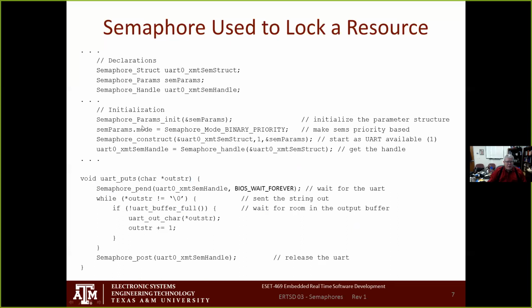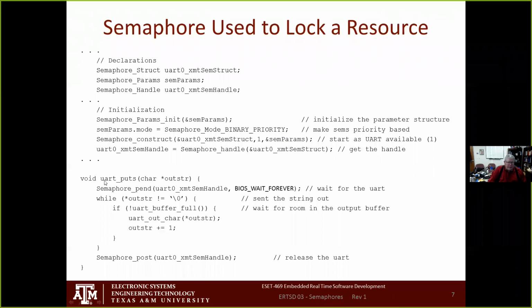During the initialization, we do the init, much like we did with creating a task control block. And we're taking in that initialized semaphore, we're setting its mode to be a binary priority-based semaphore. And we're going to construct the semaphore. And in this particular case, this is going to lock the availability for a UART.